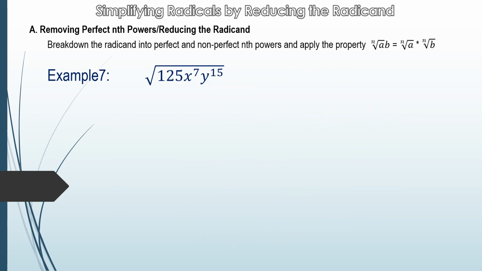Okay, let's have another one. So we have, let's say, the square root of 125x to the 7th power y to the 15th power. So let us think of a factor pair of 125 in which one of the factors is a perfect square. 125 is the same as 25 times 5. So we will split x raised to the 7th power so that one of the factors is a perfect square. So we have x to the 6th power times x. Same with y raised to the 15th power. We have y raised to the 14th power times y.